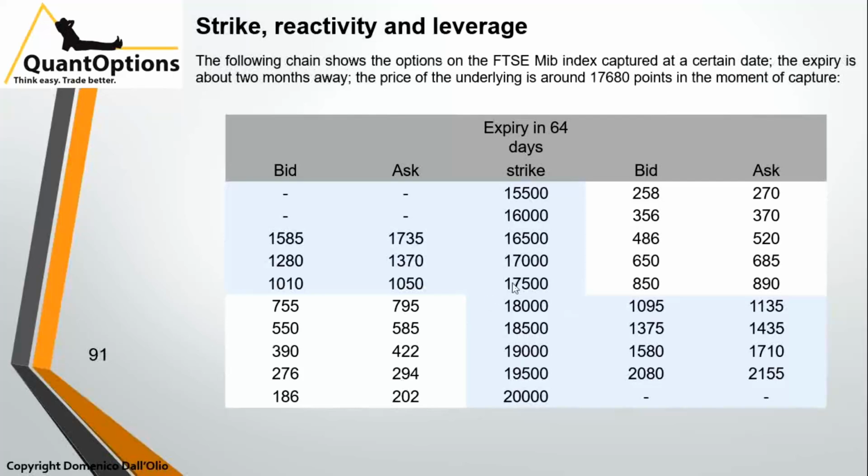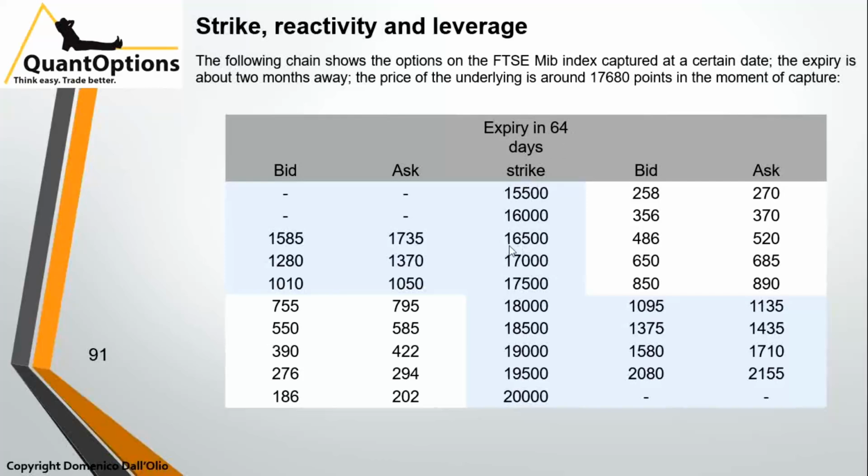Here, the call 17,000 can be purchased for 1,370, but the real value of this option is only 680. So this means that the market expects that within the next 64 days, the price of the underlying will go even higher than 17,680. But what if the market is wrong? What if at maturity the price of the underlying is still 17,680? At maturity there will be no longer time value to be taken into account. So what will be left will be only intrinsic value, 680 points.